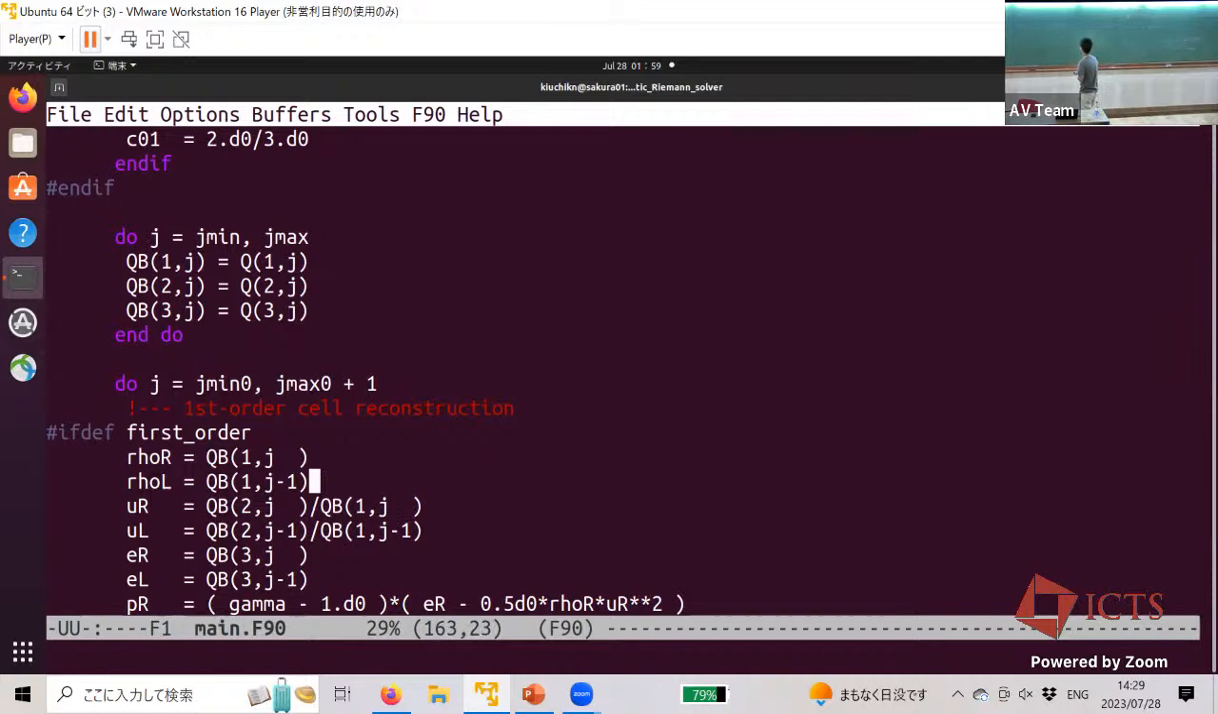The first order reconstruction is just, so you have a cell at I, and the left and the right state is here, and I plus one. First order reconstruction is just copying from here to here, and here to here. So the left and right states are just copies. I want to consider this interface, and the right state is just copied from I, and the left state is I minus one, just copied. And the velocities are given by the momentum divided by the densities, and the energy is just the conserved quantity.